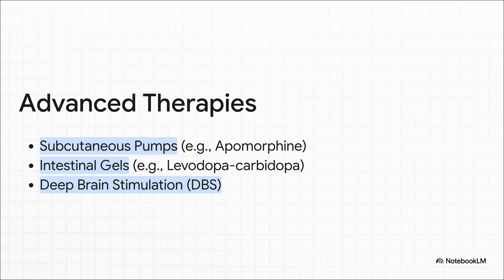To manage these complex motor fluctuations, we often have to turn to more advanced device-aided therapies. The goal of all of these is to provide more continuous, steady, dopaminergic stimulation. The main options include subcutaneous pumps that infuse a drug continuously under the skin, intestinal gels that deliver levodopa directly into the gut through a small tube, and deep brain stimulation, or DBS, which is a neurosurgical procedure where we implant electrodes into the brain to help modulate the movement circuits.